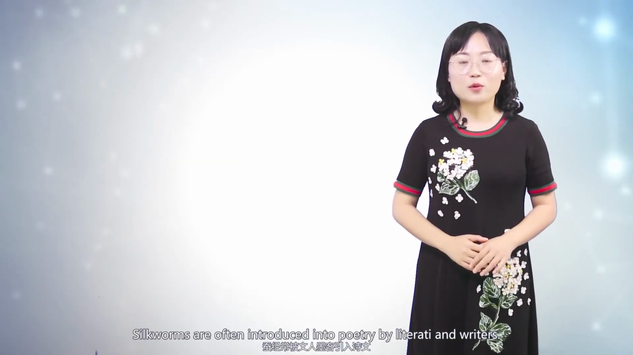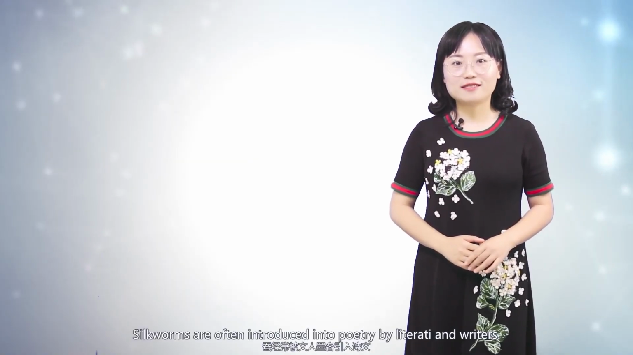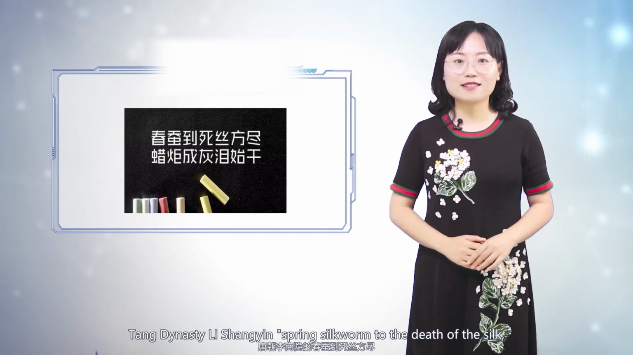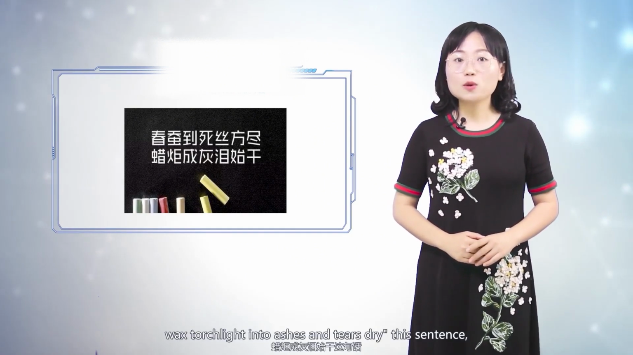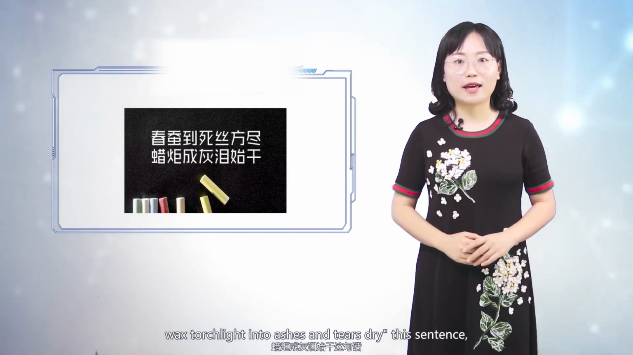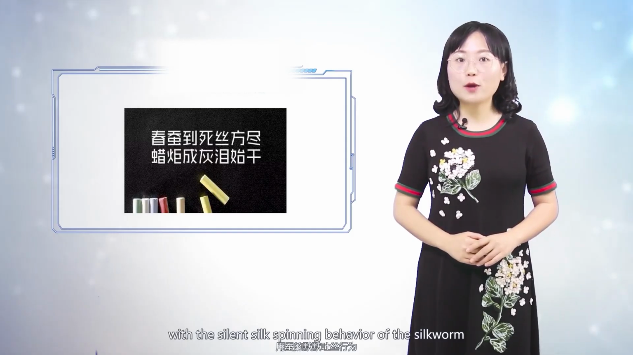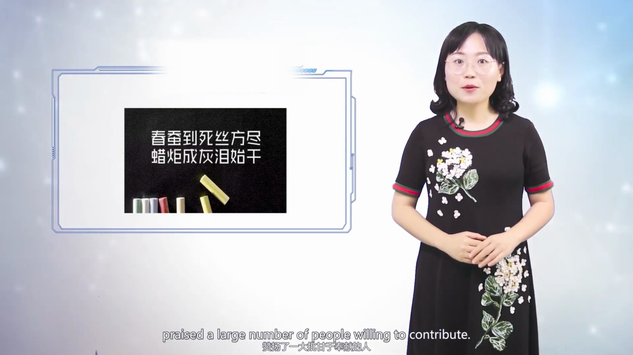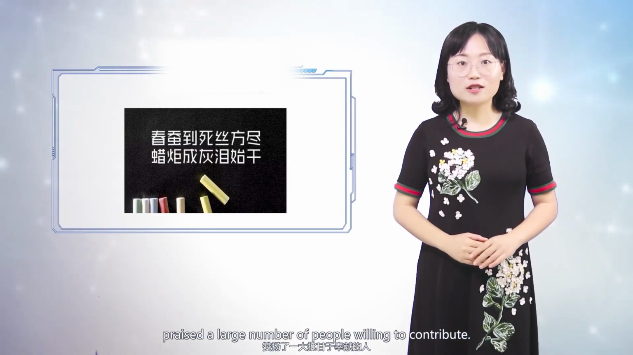Silkworms are often introduced into poetry by literati and writers. Tang Dynasty poet Li Shangyin wrote: "Spring silkworm to the death of the silk, wax torchlight into ashes and tears dry." With the silent silk-spinning behavior of the silkworm, this praised a large number of people willing to contribute.